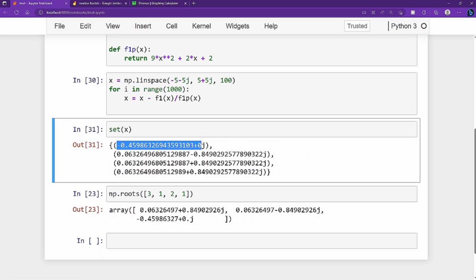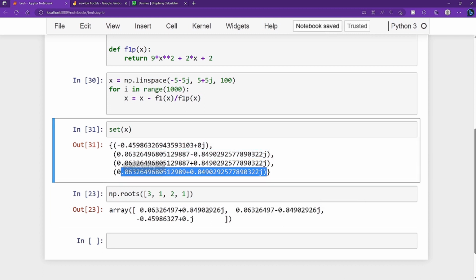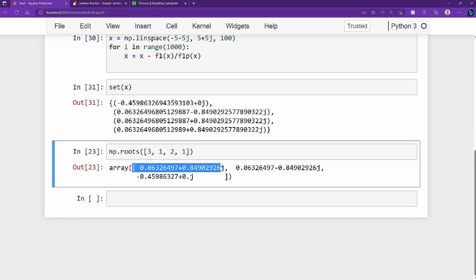We're going to consider this one as one solution, and this one as one solution. Now if you look closely, this one is very similar to this one. This one is very similar to this one right here. And this one with plus is very similar to this one. So you can see that it converged very well and was very close to this one. So that's all there is for implementing the Newton's method using Python and NumPy.